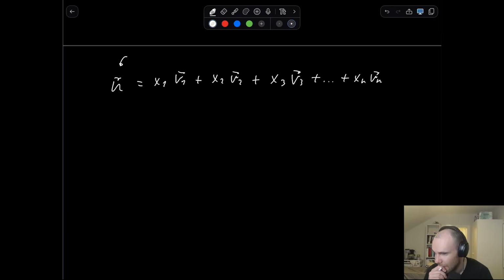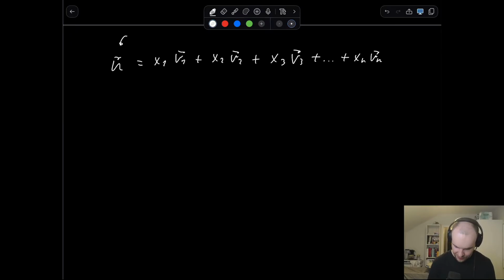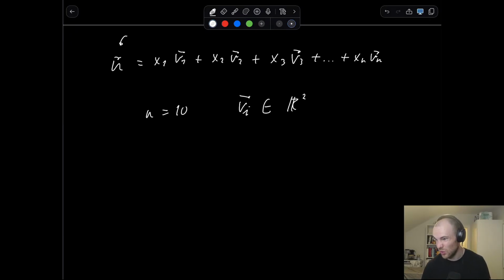The number of vectors we have can be different from the dimension of the space that they live in. For example, I could have 10 vectors here, so let's say that n was equal to 10, but all of these vectors, v of i, could be in R of 2. There's no problem with that. So those two things are not the same, right?